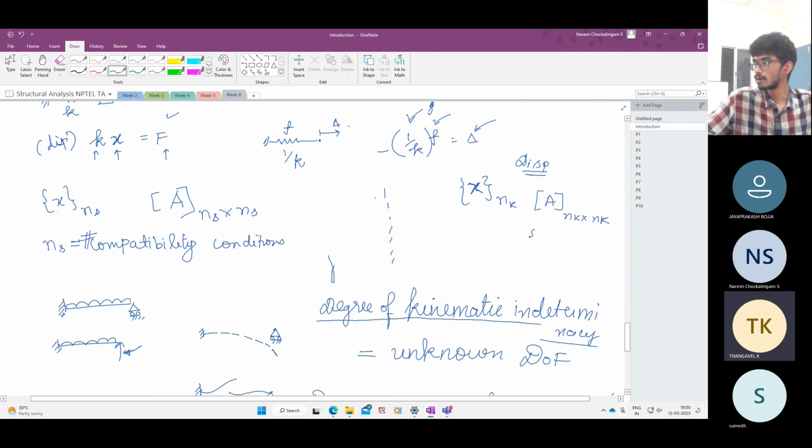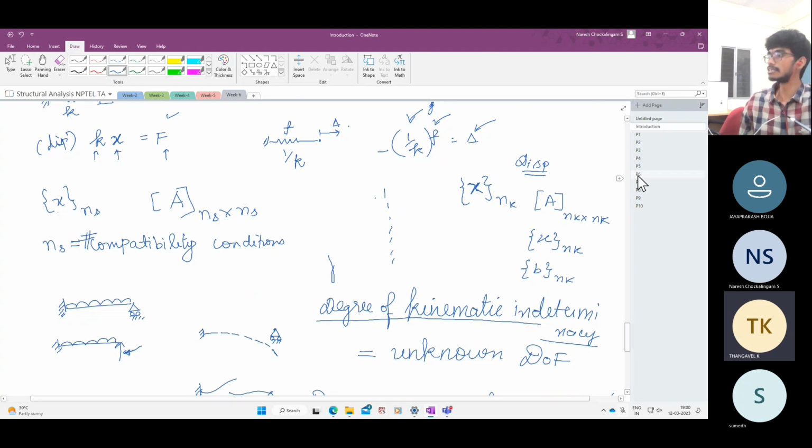There will be unknowns. How many unknowns? There will be nk unknown degrees of freedom, and the number of equilibrium equations we have, right? Then that will be also equal to nk. So this is the crux of both this displacement and force-based methods. Now let us quickly get into the problems for today.